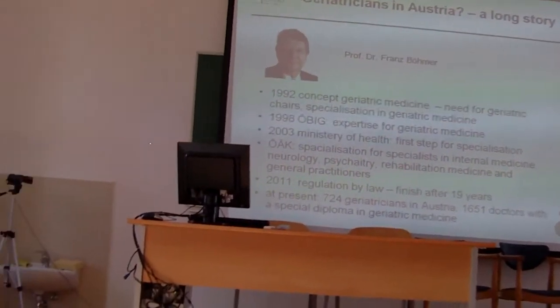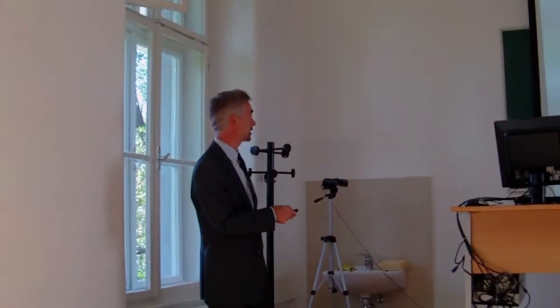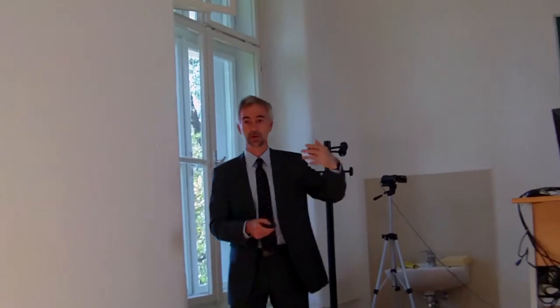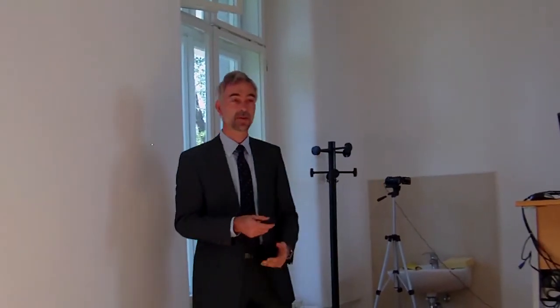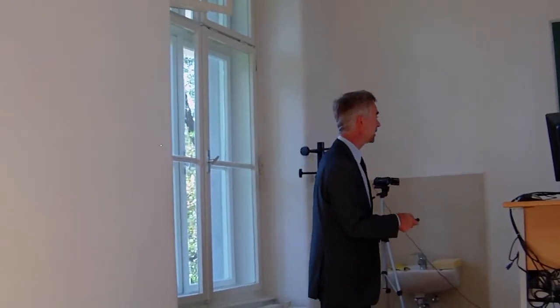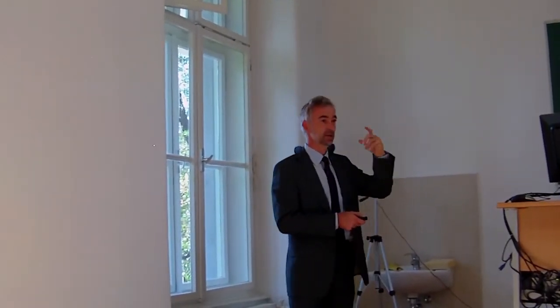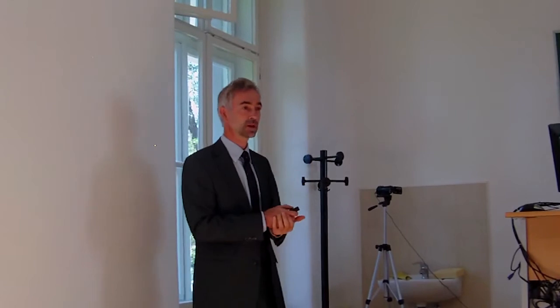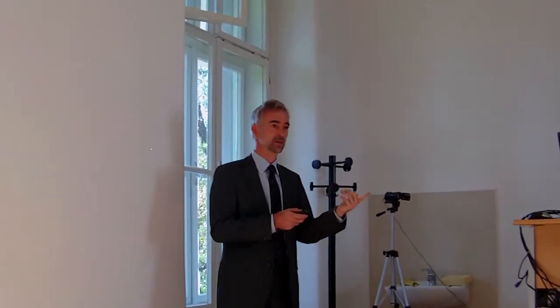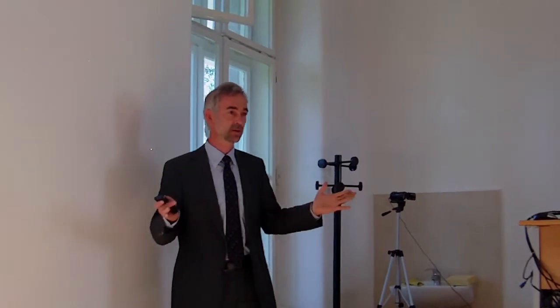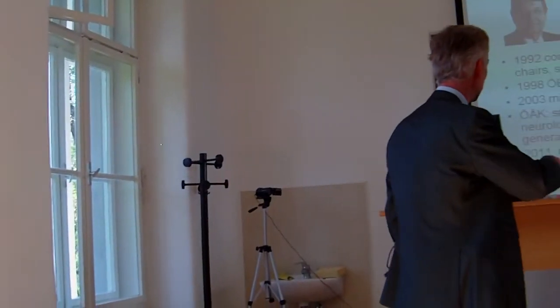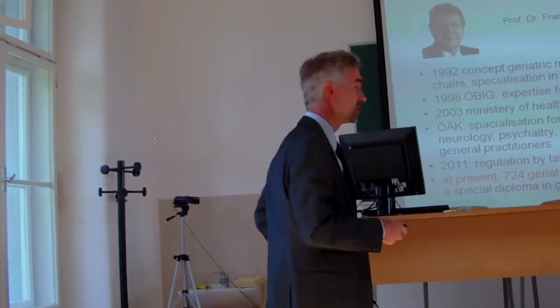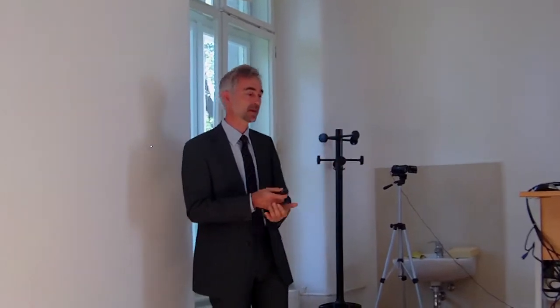And the Ministry of Health made the first step for specialization in 2003, so it was 10 years to get this point done by the government, and another 9 years to get a geriatrician in Austria. We were one of the last European countries in the EC to have the geriatrician. Now only, I think, Greece and Portugal don't have special geriatricians, but the rest of the European community have. So in Austria at present, we have 724 geriatricians, which is not much, but it's starting, and these are doctors who are specialized in geriatric medicine.